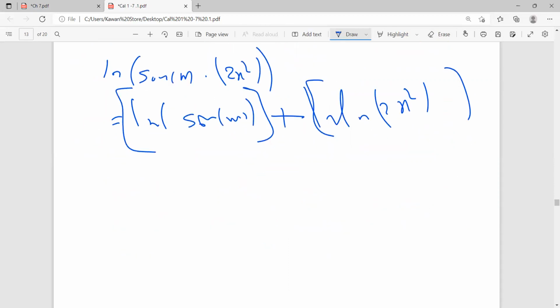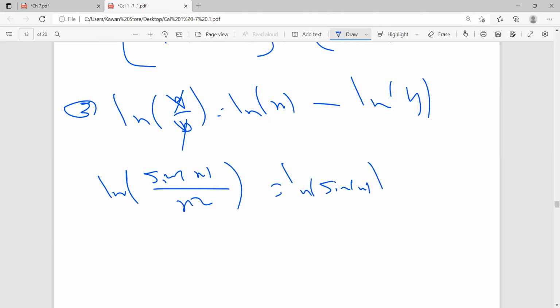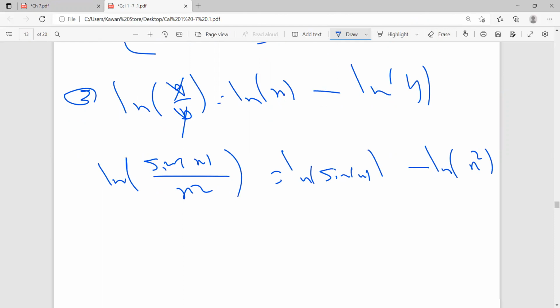How about the division? Ln of a over b, or x over y, that is x divided by y. So I get ln of x minus ln of y. Example, ln of sine of x over x squared. So I can write it down like that: ln of sine of x minus ln of x squared. Do you have any question about the second one? Please look at it, because I know I am faster, because there's nothing to do with it, because later we are going to use all of these together.